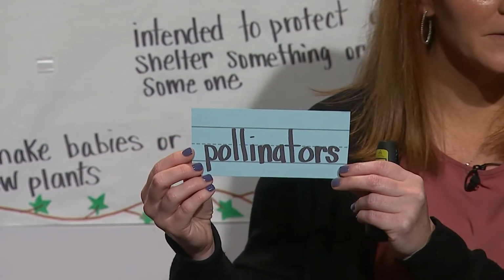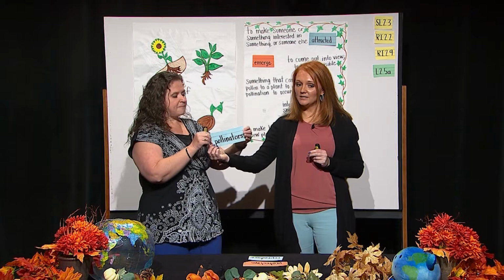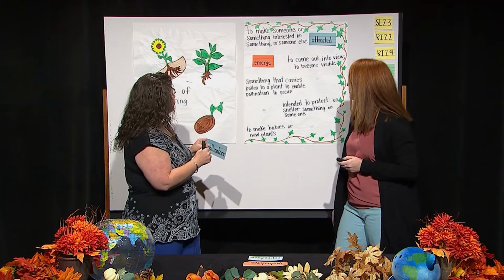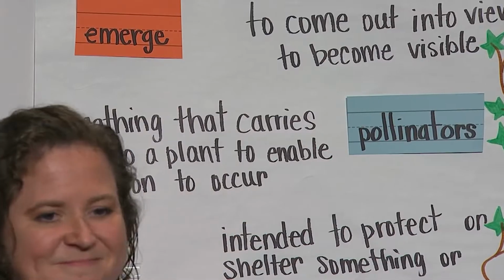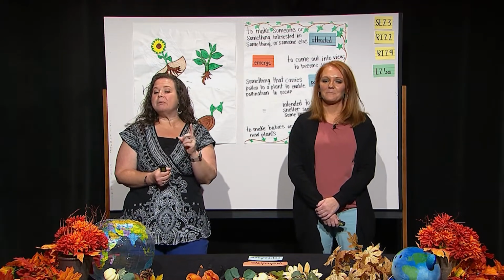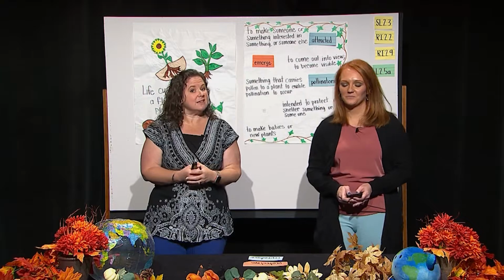Awesome. Our next word is pollinators. What's the word? Yes, pollinators. Pollinators are things that carry pollen to a plant to enable pollination. Perfect. Now, I do have a sentence for pollinators. Insects are perhaps our planet's most important pollinators. We need them so that we can have beautiful flowers and plants to eat.